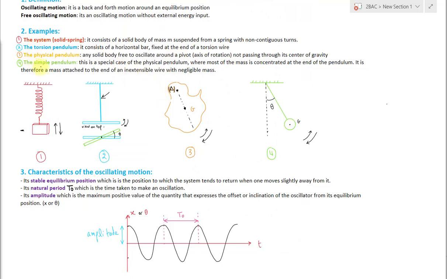And then lastly, we have the simple pendulum, which is a special case of the physical pendulum, where most of the mass is concentrated at the end of the pendulum. It is therefore a mass attached to the end of an inextensible wire with negligible mass. So all the mass is concentrated at the end of the system, and this is called the simple pendulum.